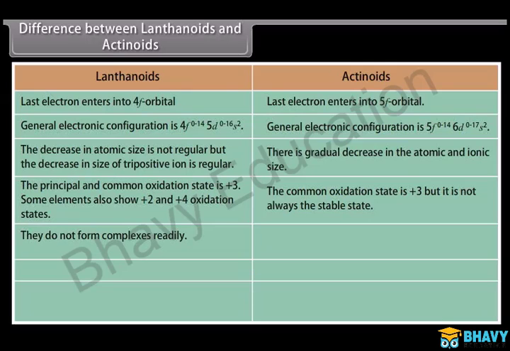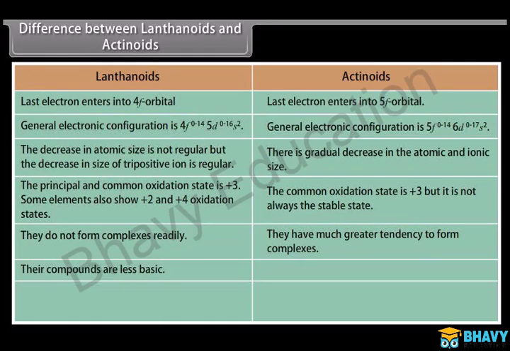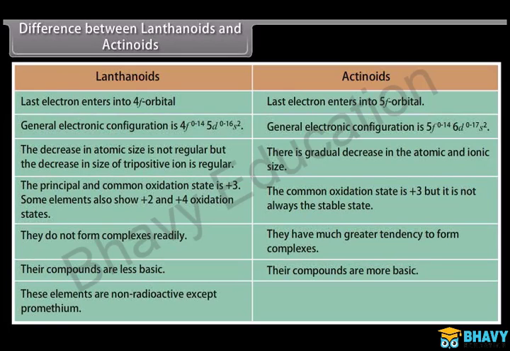Lanthanoids do not form complexes readily, whereas actinoids have a much greater tendency to form complexes. Compounds of lanthanoids are less basic, whereas compounds of actinoids are more basic. Lanthanoids are non-radioactive except promethium, whereas actinoids are all radioactive.